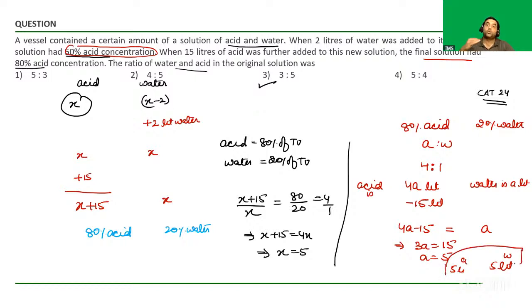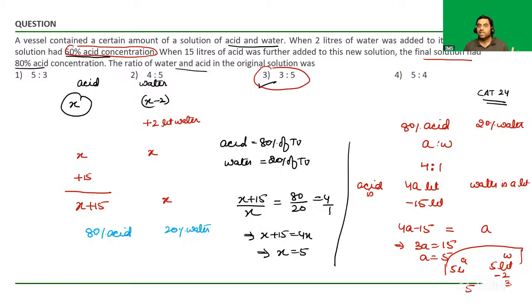That means I've moved just one step backward, and now I've reached a stage which is after the addition of 2 liter water. Now, if that water is not added, that means water would have been minus 2, which makes it 3, while the acid was nothing but 5 only. Hence, the ratio was nothing but 3:5.